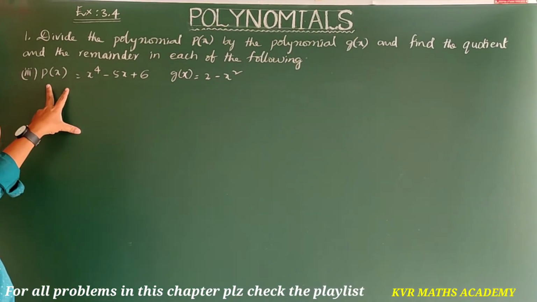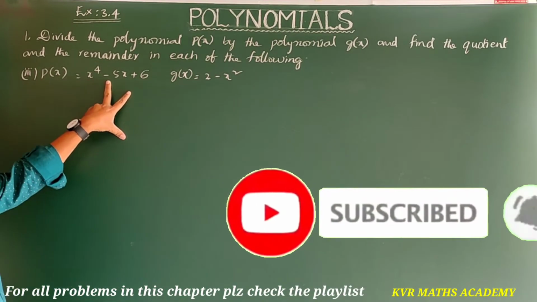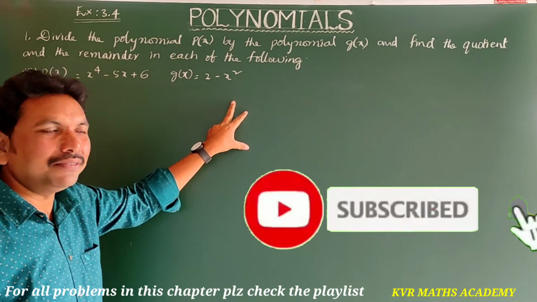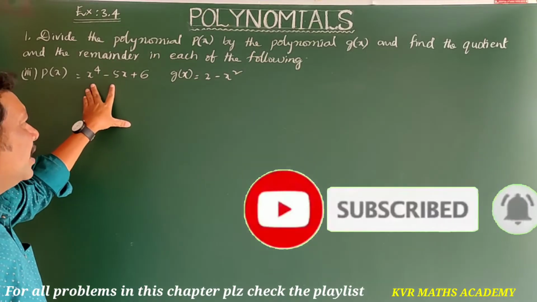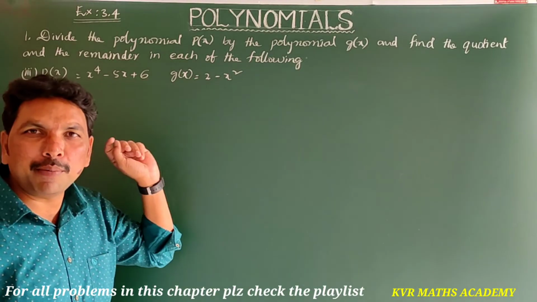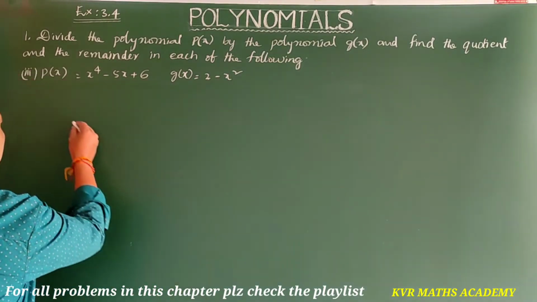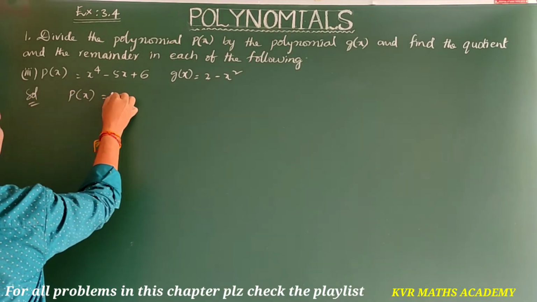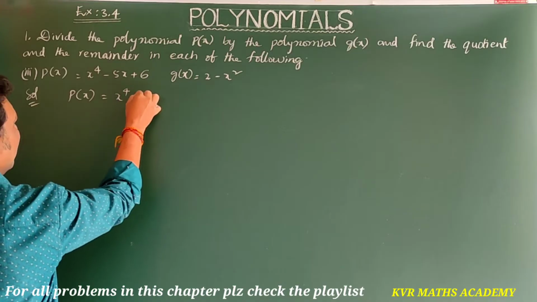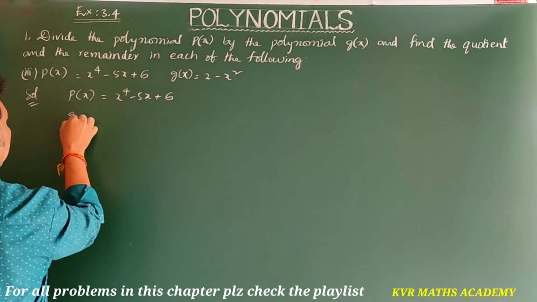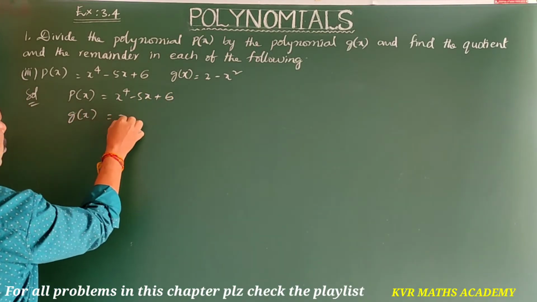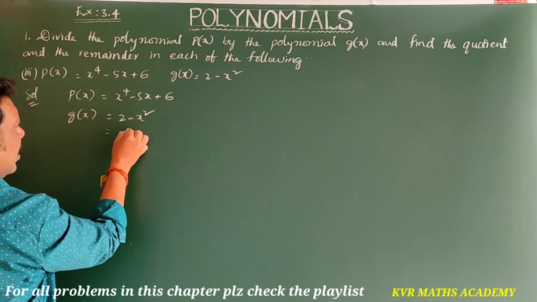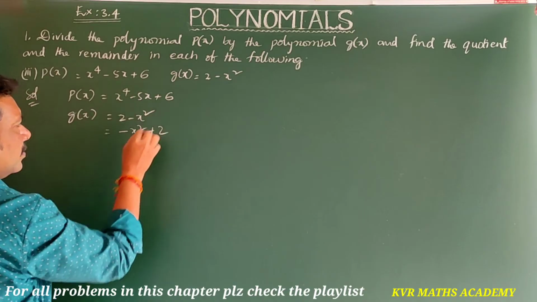Next, third question. P of x is equal to x power 4 minus 5x plus 6 and g of x is equal to 2 minus x square has given. So this is the polynomial of degree 4 and this is the quadratic polynomial. Right? Yes, write down. Solution. P of x is equal to x power 4 minus 5x plus 6 and g of x is equal to 2 minus x square. So in order, if you write, it will be minus x square plus 2.